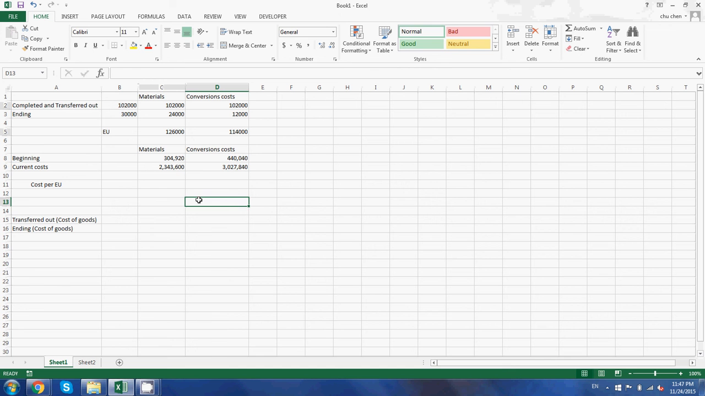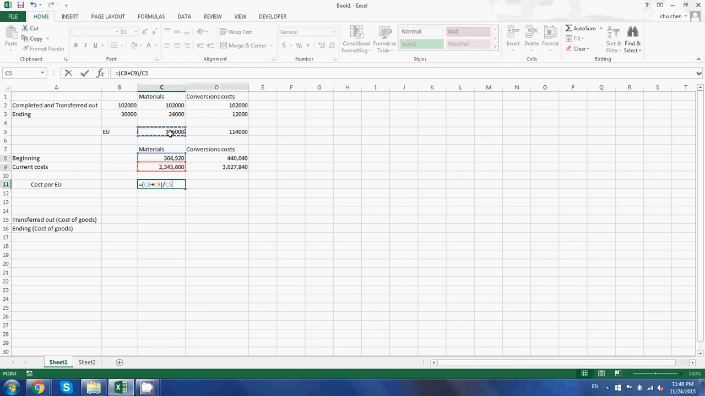Now, when you talk about the cost per EU, per equivalent unit, for materials, we know that the beginning is this much. Current cost for this period is this much. In order to get the cost per EU, what we need to do is sum up these two numbers and divide by equivalent units. Let me copy the formula all the way. Again, I need to sum up the beginnings and current costs divided by the equivalent units.